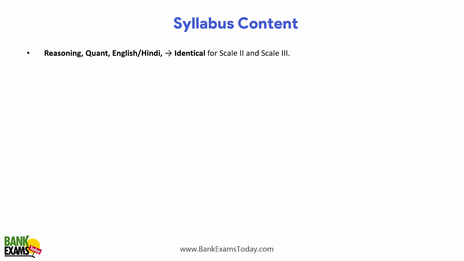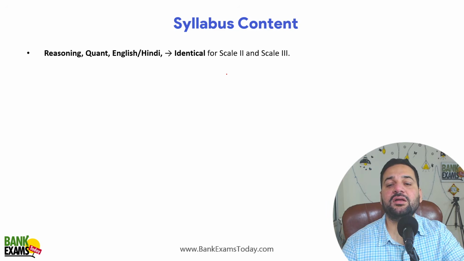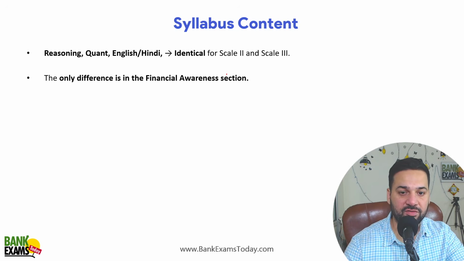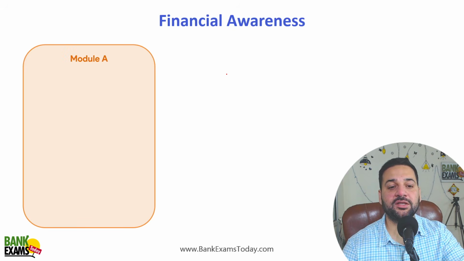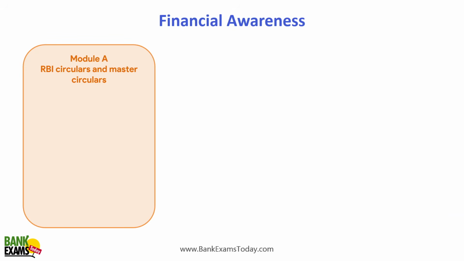There is Quant, Reasoning and English, which is identical. There is no difference. It is same for Scale 2 and Scale 3. The only difference is there in the financial awareness subject in the module A. So what we have done is we have divided the financial awareness section in modules. So there is first module. Whatever the topics are there in Scale 2, the same topics are there in the Scale 3, but there are additional topics in Scale 3. So additional chapters you need to study for Scale 3.